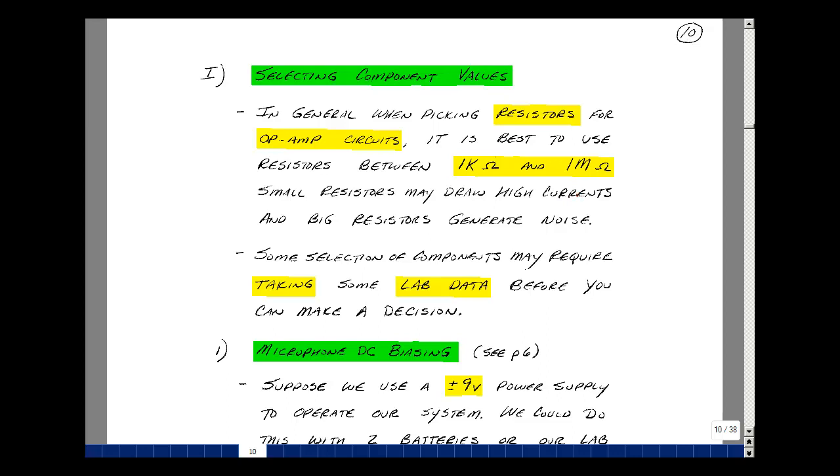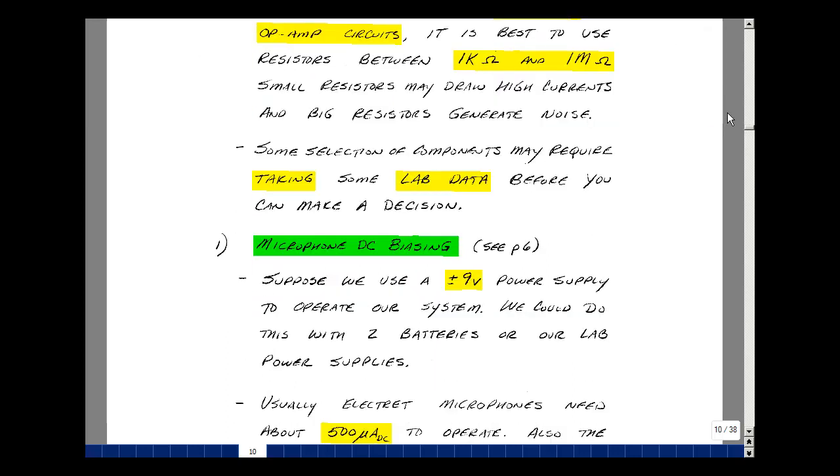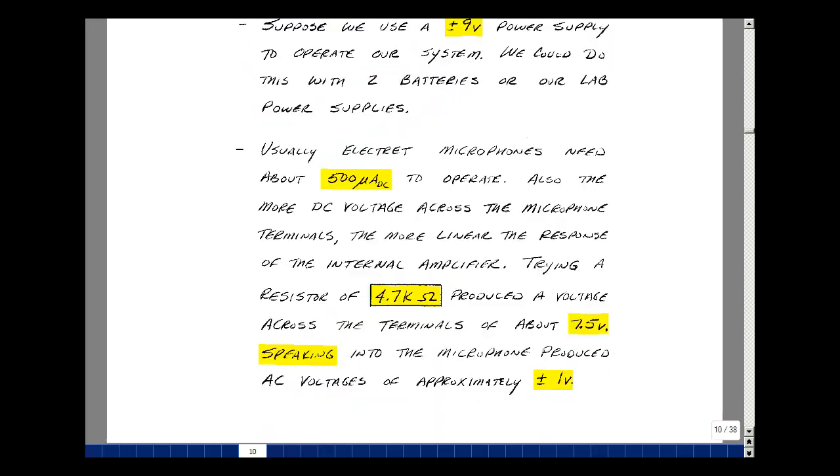Picking some components, sometimes you have to go to lab and take some data before you can actually pick a value. This was the case with the microphone. So I need a plus and minus power supply to operate the op-amp. Suppose we use plus or minus 9 volts. We could use 2 9-volt batteries, or we could use the power supplies that are in lab. Most microphones need about 500 microamps of DC current to operate the field effect transistor in its active region. But this depends on the model of microphone that you have.